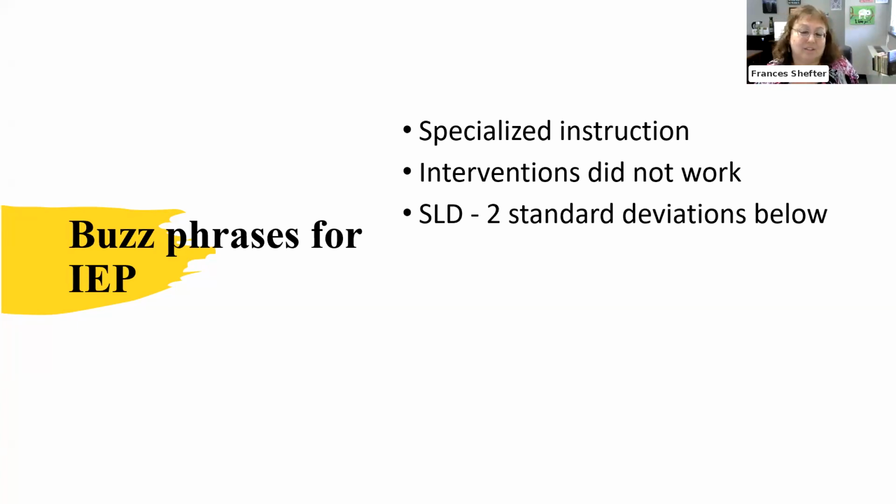And that was the end of the conversation. The kid qualifies. It's 2 standard deviations below. So know the terminology and what you're looking at so that you can point it out to them. Because you know what? They make mistakes sometimes.